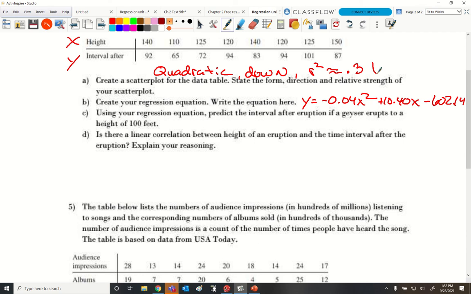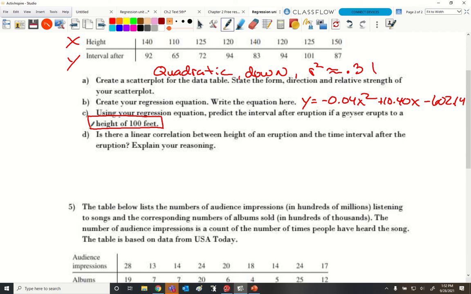Let's look at this one right here. It says, using your regression equation, predict the interval after eruption if a geyser erupts to a height of 100 feet. So, this information right here. What does the height represent? It is going to be 100, but what does it represent? My variable. An X. It's my x. So what does that mean I'm going to do with this 100? I'm going to plug it in for my x values. So that's why I labeled this at the beginning here. I labeled this my x's and my y's, and the height is my x's, so I'm going to plug in 100 everywhere I have an x.